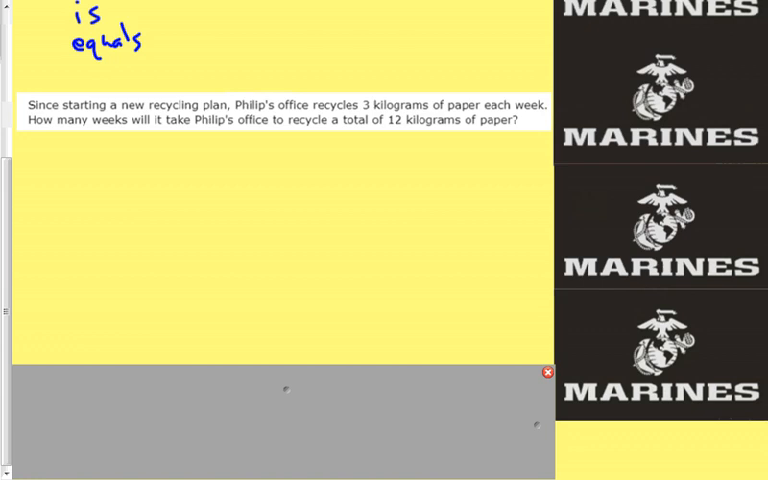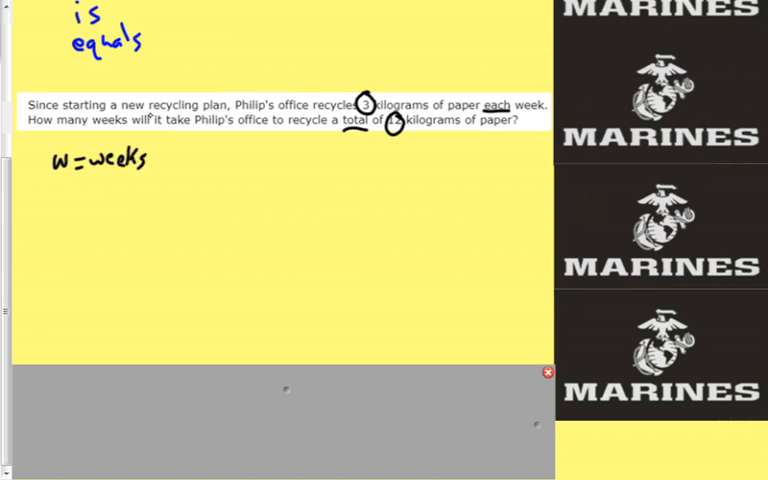Here's our first one. It says, since starting a new recycling plan, Phillips office recycles 3 kilograms of paper each week. So that we have a 3. I'm going to circle the numbers and each. How many weeks will it take Phillips office to recycle a total of 12 kilograms? Now, by the way, it's always important to figure out what the variable is, and this time we're trying to find how many weeks. So let's just say W.